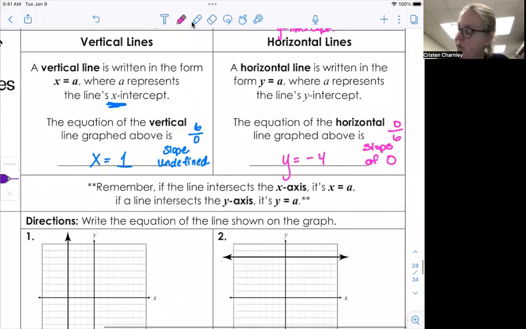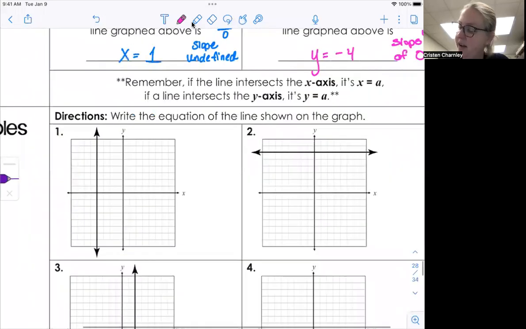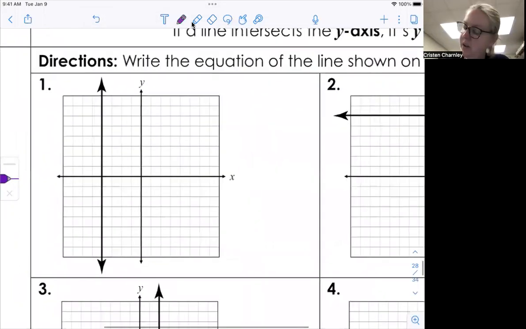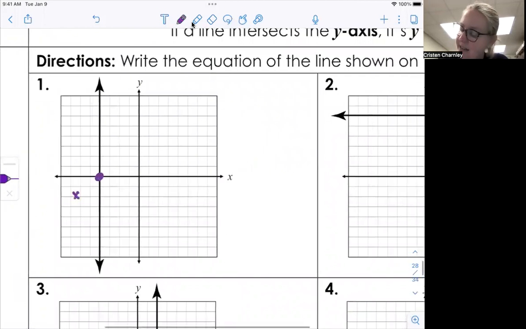So write the equation of the line on the graph shown. Okay, so this one's vertical. It goes up and down. It crosses here. That's my x-axis. So we want to count 1, 2, 3, 4. This is x equals -4. The directions didn't ask for this, but this one is undefined slope.